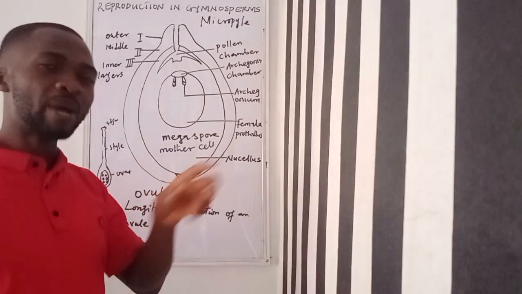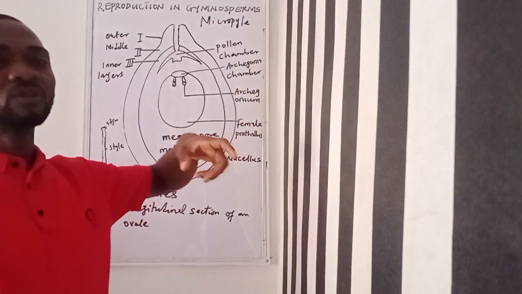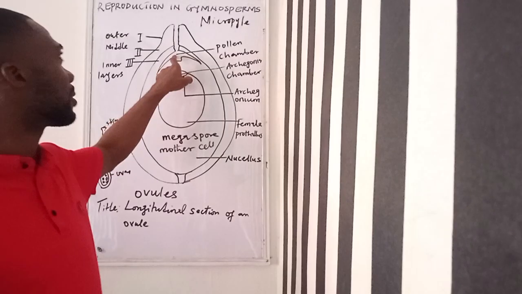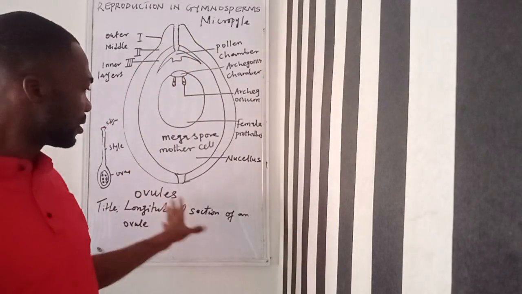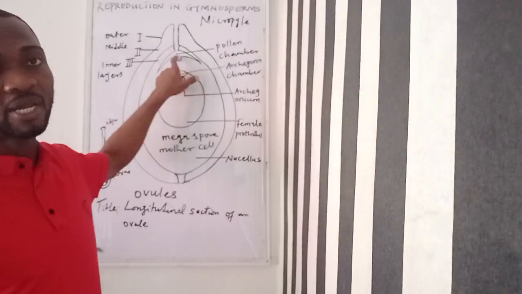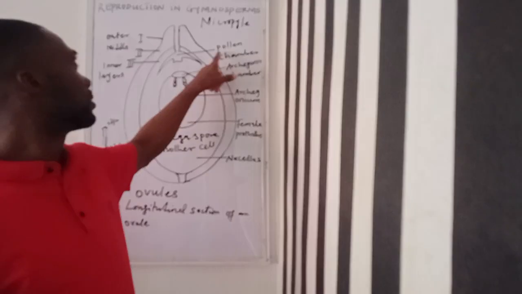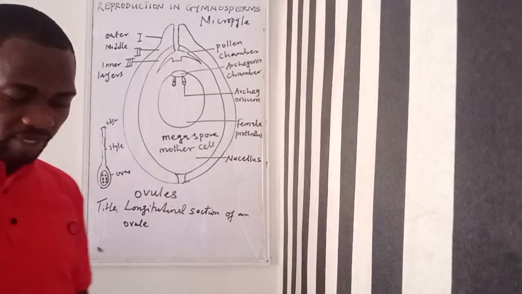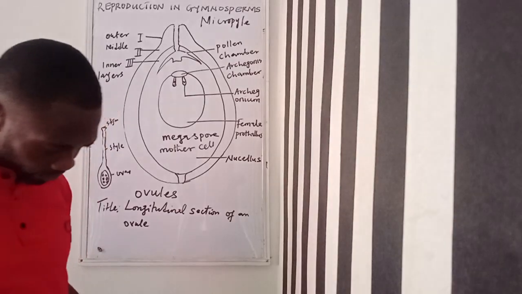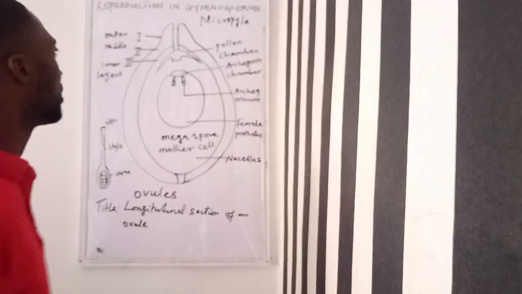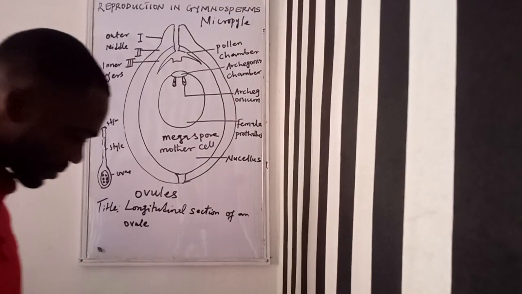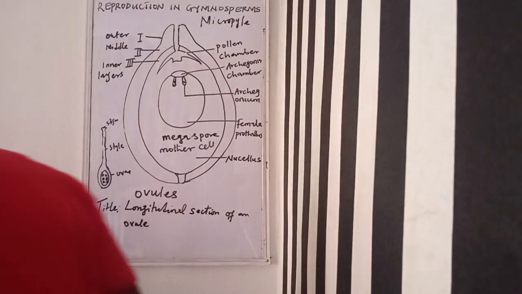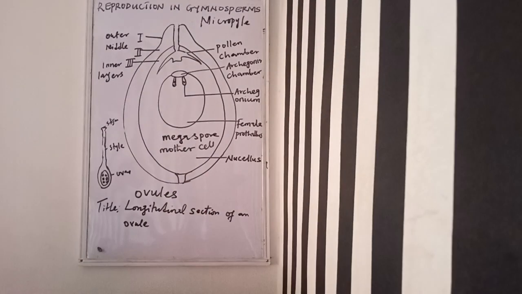The mucilage bathes the pollen grain, and once the mucilage dries up, the pollen grain is drawn into the pollen chamber. You can see that the first chamber within this ovule is the pollen chamber. Within this pollen chamber, the pollen grain will divide into three main kinds of cells. The first one is a prothallus cell.